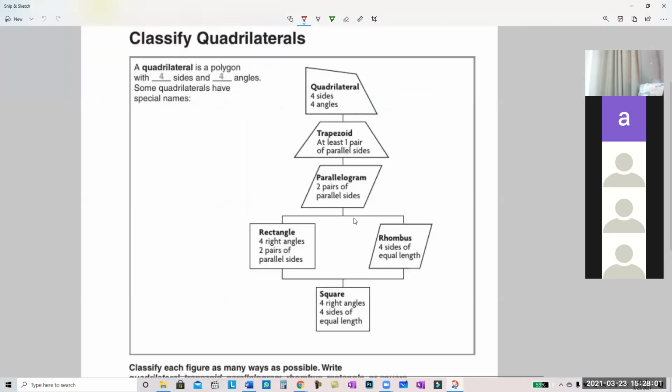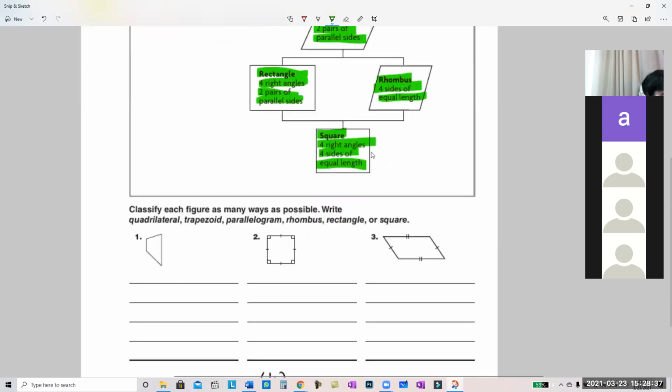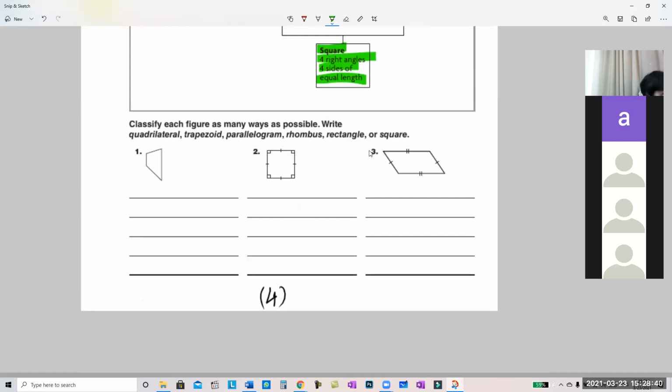Now on this page, as we learned before about quadrilaterals, let's classify quadrilaterals. Quadrilateral: any figure with four sides and four angles. Trapezoid: at least one pair of parallel sides. Parallelogram: two pairs of parallel sides. Rectangle: four right angles and two pairs of parallel sides. Rhombus: four sides equal in length and two pairs of parallel sides. Square: four right angles and four sides equal in length. Okay, so let's write some names for these figures.